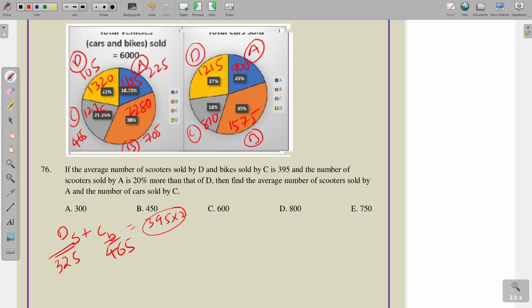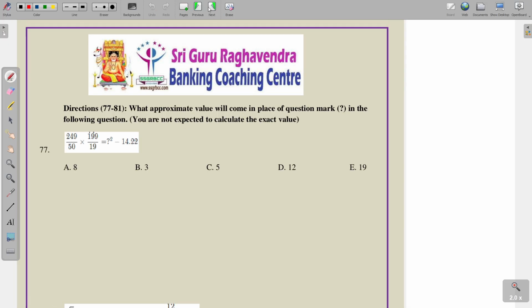Number of scooters sold by A is 20% more, means 65. 5 times 65 more means it is 390, more than that of D. So find the average number of scooters sold by A and number of cars sold by C. Cars sold by C is 810. So from these two, the average is 600. Average is 600.